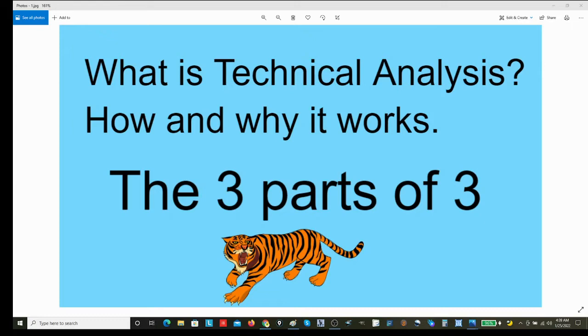Mainly what we will be looking at is what exactly technical analysis is, and how and why it works. In order to understand that, we need to understand the three parts of three. The three parts of three is very important, and we will be breaking down the ultimate money formula as well, so we can understand exactly what technical analysis is.